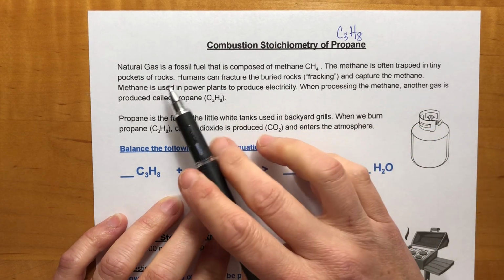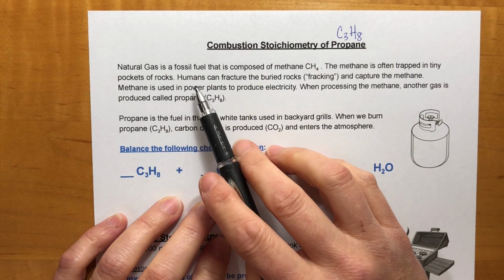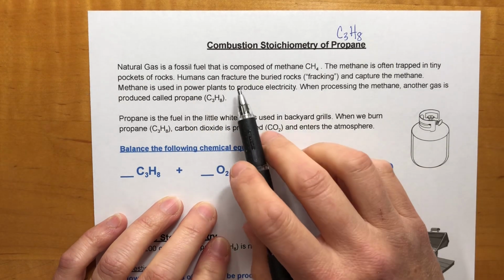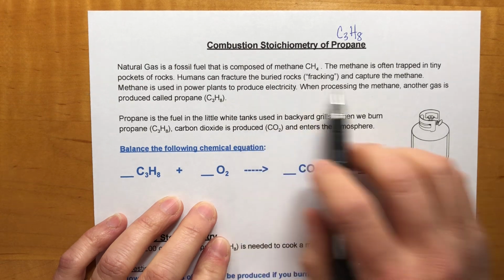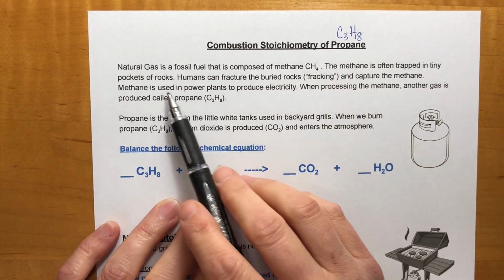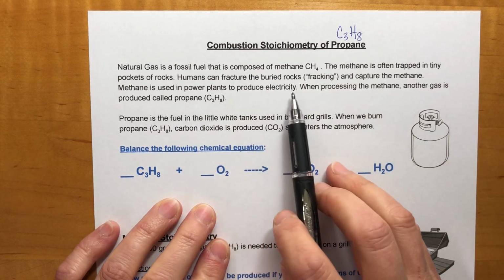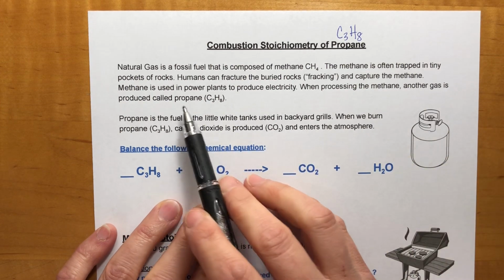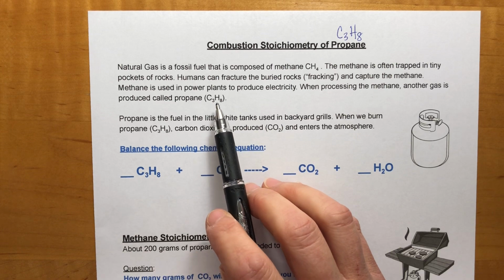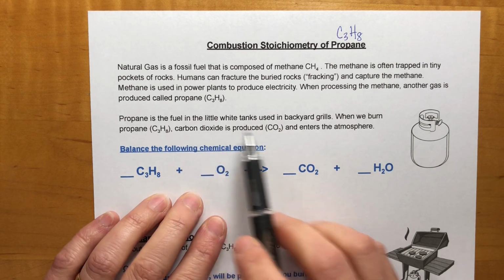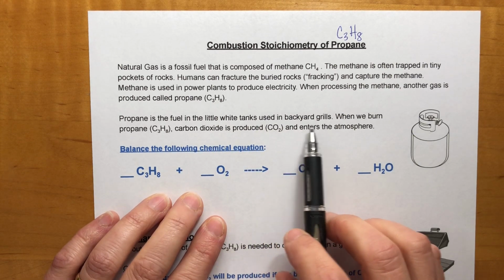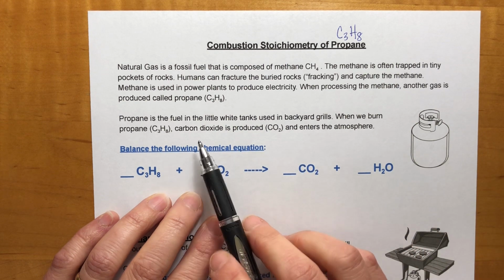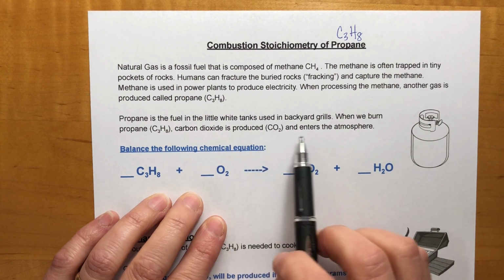Methane is often trapped in tiny little pockets of rocks, and we frack it. We capture it out of buried rocks. Methane's used in power plants to produce electricity, and when processing that methane, another gas is produced, and that's called propane, and that's what I want to talk about. Propane is the fuel in the little white tanks in your backyard grill, and when we burn propane, we produce carbon dioxide and it enters the atmosphere.